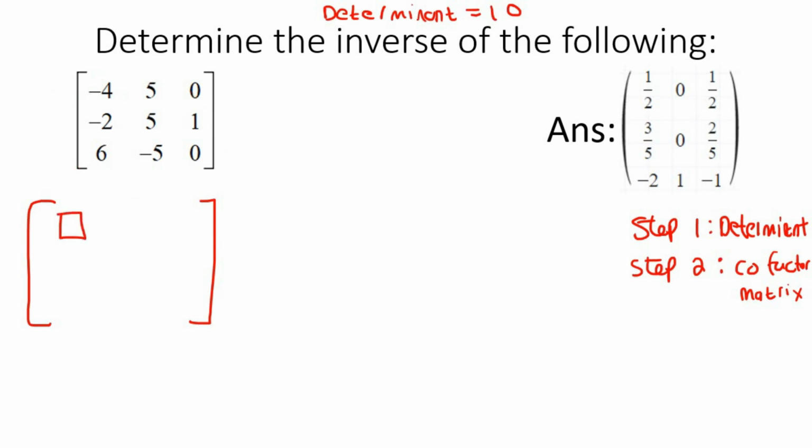We're going to start with position 1, so that's the -4. Put a line through it and a line through it that way. You see the numbers that are left over? Find the determinant of that. So that's 5 times 0, which is 0, take away 1 times -5, which is -5.